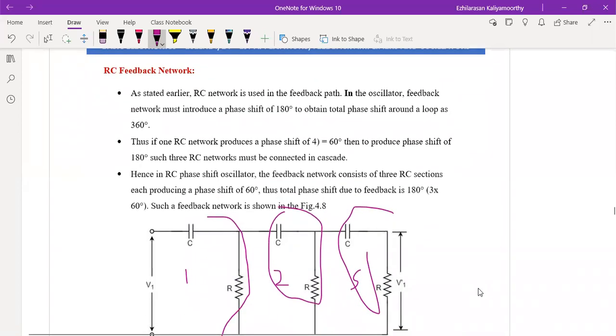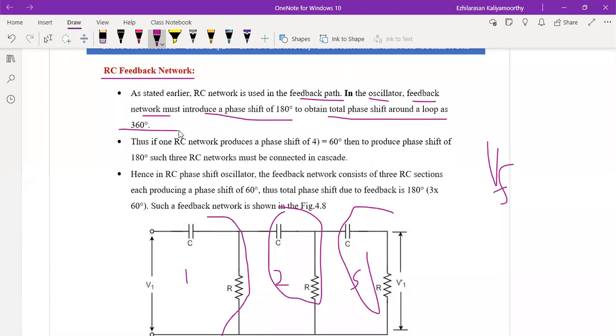Now we have to find the gain, that is, VF we have to calculate. The RC network is used in the feedback part, so in the feedback part we have to use this circuit only. In the oscillator, the feedback network must introduce a phase shift of 180 degrees to obtain a total phase shift around the loop of 360 degrees.